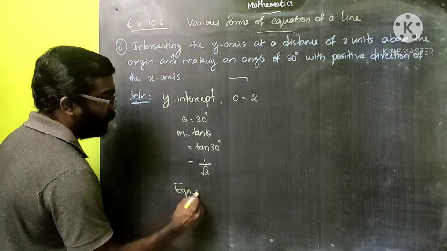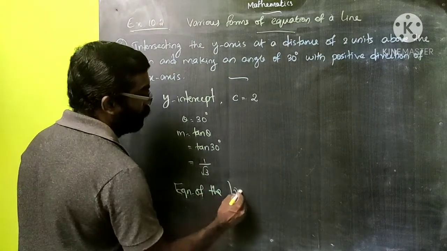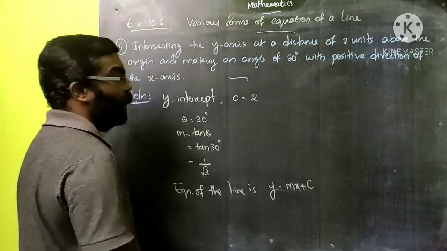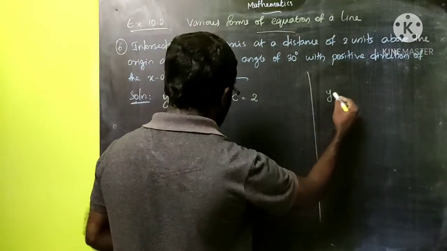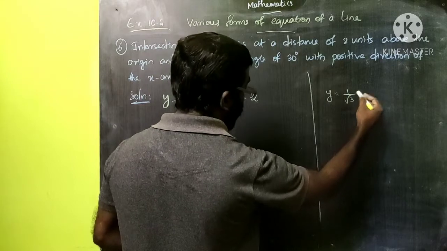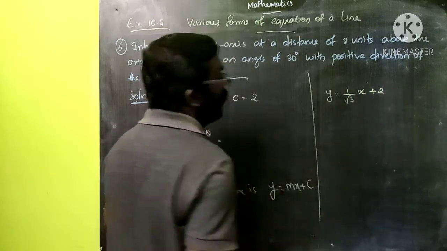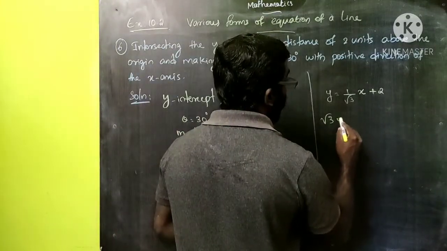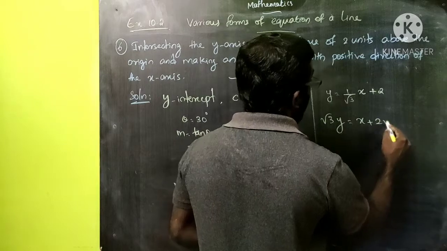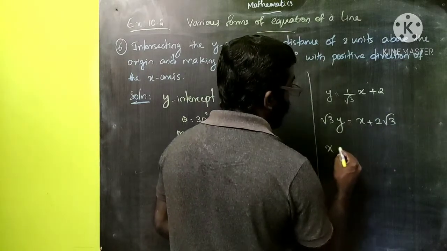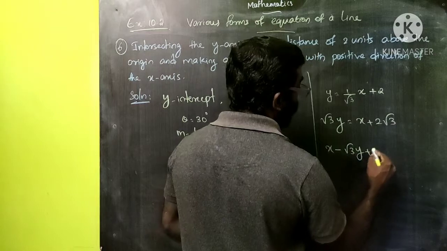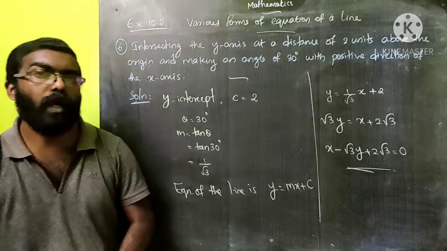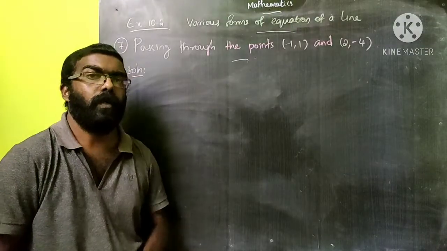Now we can write the equation of the line. So here the equation of the line is y is equal to mx plus c. So y is equal to 1 by root 3 x plus 2. We can multiply the entire equation by root 3. So root 3 y is equal to x plus 2 root 3. Now we can rearrange: x minus root 3 y plus 2 root 3 is equal to 0, which is the required equation. Okay. Now we move on to the next one.